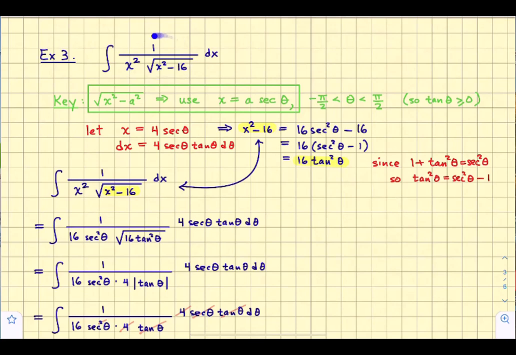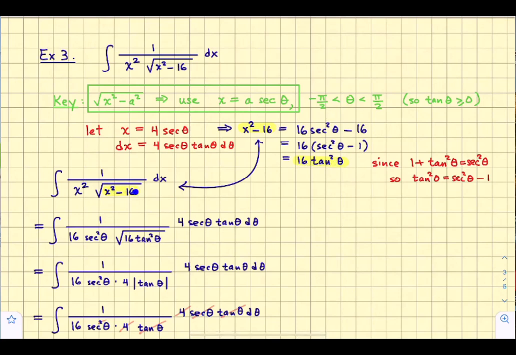Peeking ahead at this integral, I see that we need to calculate x squared because we need to replace it, and we need to calculate x squared minus 16 so that we can put it inside the square root. So straight away, x squared is 16 secant squared theta. I'll go ahead and calculate x squared minus 16 over here. We said that x squared was 16 secant squared theta, minus 16. We'll factor out the 16, use our standard trig identity, and rewrite this as 16 tan squared theta.